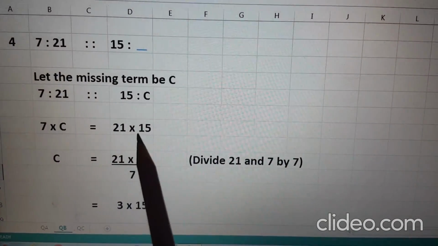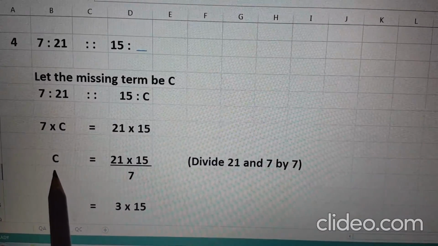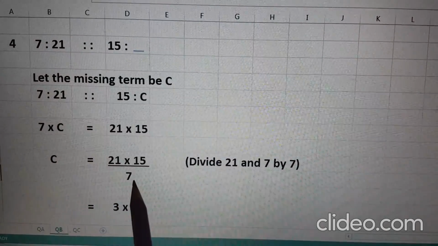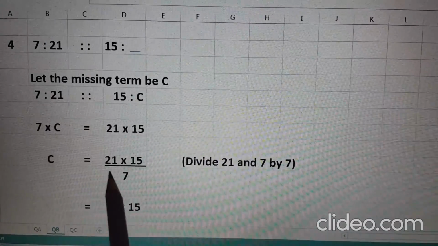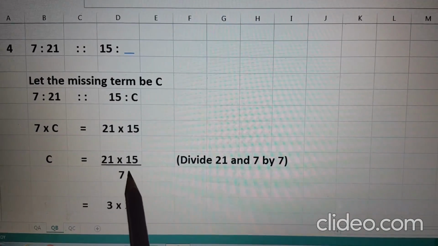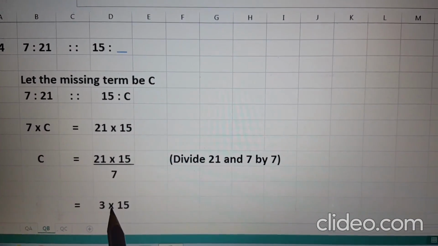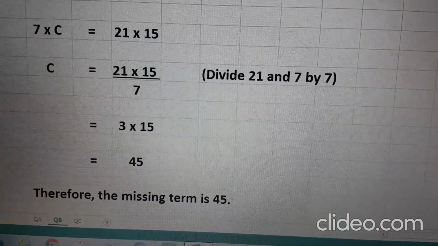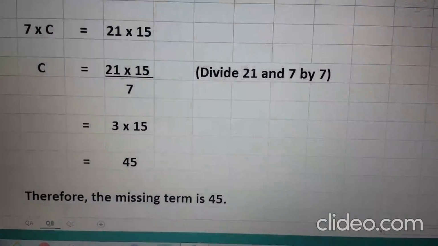Now we see two terms of means are given, so we will write as it is. C is missing, we will leave it here only, and 7 we write as denominator. Now we see that in 21 and 7 which number is common? 7 is common. So we'll divide 21 by 7. So 7 divided by 7 is 1 and 21 divided by 7 is 3. So the number left is 3 into 15 equal to 45. Therefore the missing term is 45.